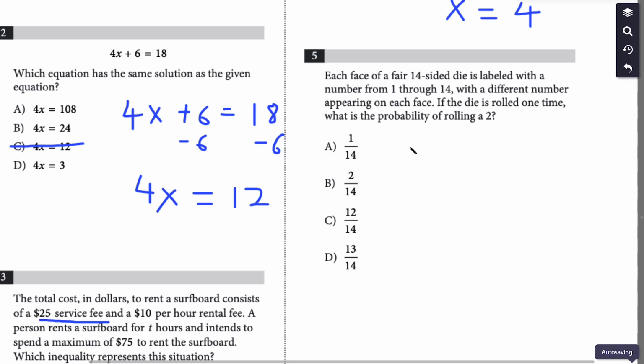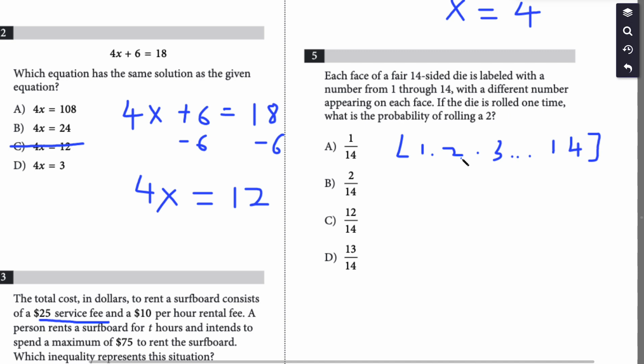And then number 5 says each face of a fair 14-sided die is labeled with a number from 1 through 14, with a different number appearing on each face. If the die is rolled one time, what is the probability of rolling a 2, right? I mean, we have numbers going all the way from 1, 2, 3, all the way to 14, right? Just like you would have in a regular die, but the regular die goes from 1 through 6. And so each number option here from the 1 through 14 is going to have equal probability of happening whenever you roll the die.